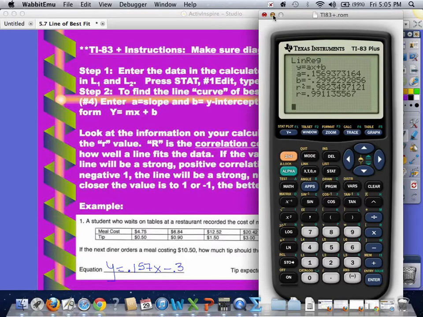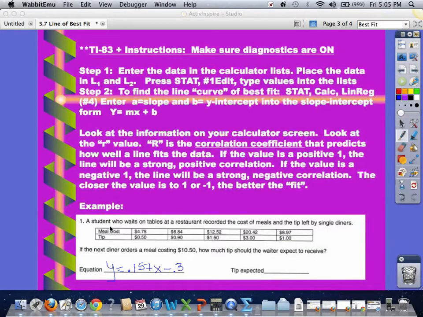All right, so let me move this out of the way. All right, so in this problem, a student who waits on tables at a restaurant recorded the cost of meals and the tip left by diners. Okay, if the next diner orders a meal costing $10.50, how much tip should the waiter expect to receive? Well, based on this equation, we can find out how much they should expect to receive. So what we just found is the equation for this setup. So the meal cost, $10.50, that would be up here in this. This is, remember, what we consider our X.